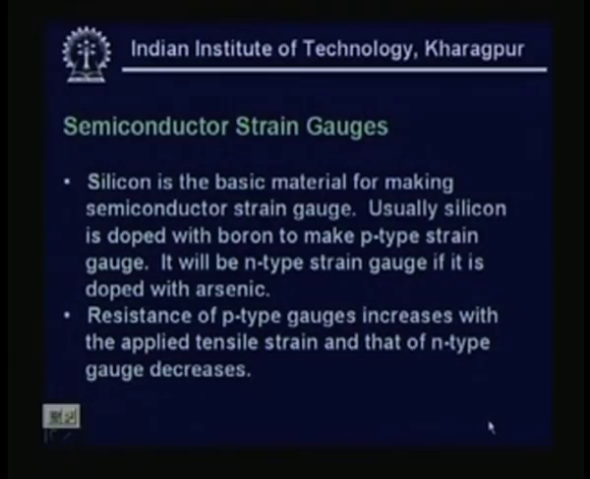Silicon is the basic material for making the semiconductor strain gauge. Usually, silicon is doped with boron to make a p-type strain gauge. It will be an n-type strain gauge if it is doped with arsenic, and the resistance of p-type gauges increases with the applied tensile strain, and that of the n-type gauges decreases, right. Now, the only problem with the strain gauge, as we will see later on, is that I have to use some dummy gauges for temperature compensation. We will see this later on. Now, getting two semiconductor strain gauges of exactly the same value of lambda is very difficult, because in the case of metal gauges, the value of lambda depends on the composition.